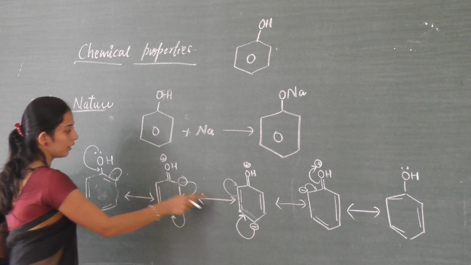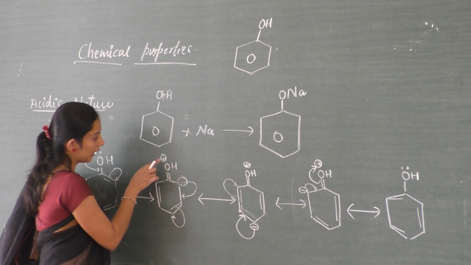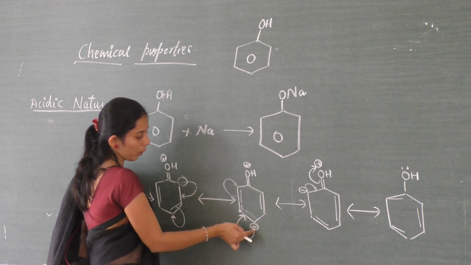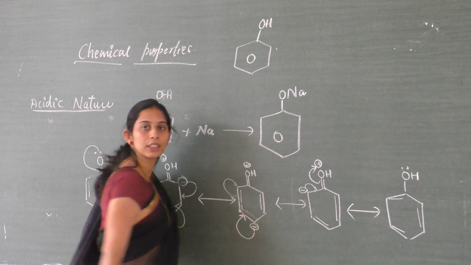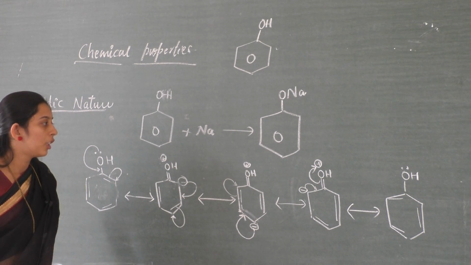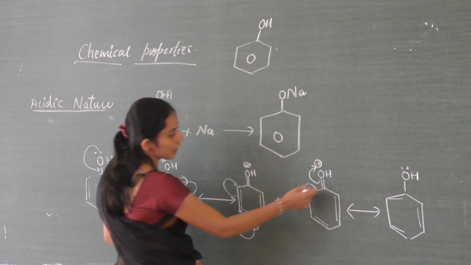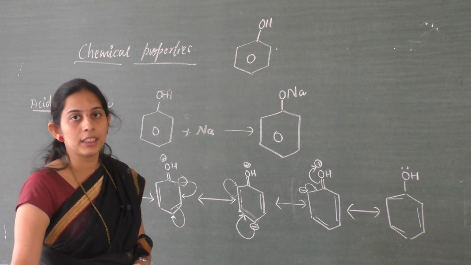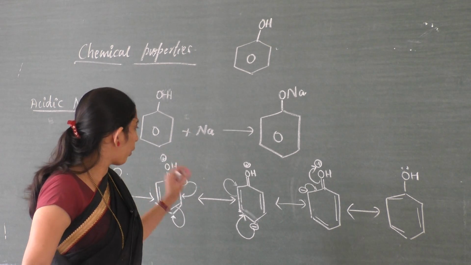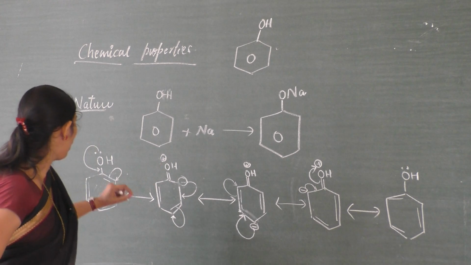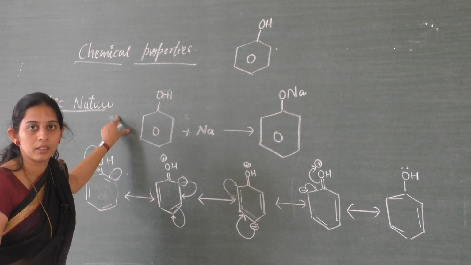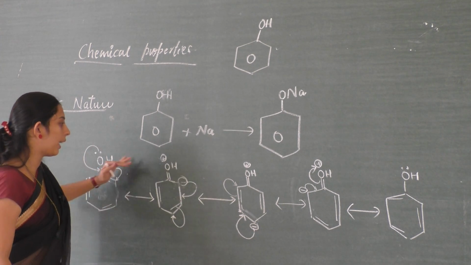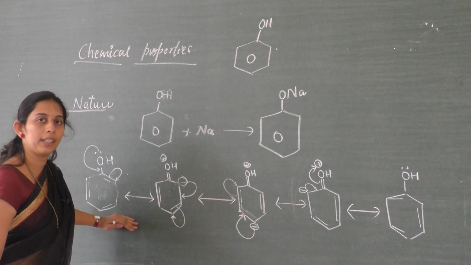So if you observe here, in all the cases, it has both a positive as well as a negative charge. Positive, negative, positive, negative. Here also positive as well as negative charge is present. So because of both the charges, positive as well as negative, there is a charge separation or polar nature present in phenol. Because of the polar nature of phenol, we say that it is an acidic one. Hope it is clear.